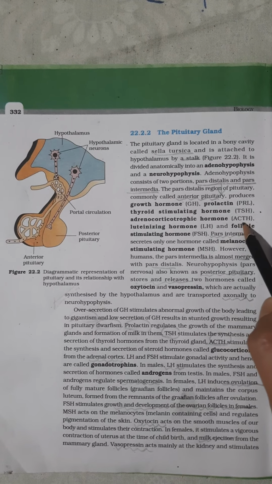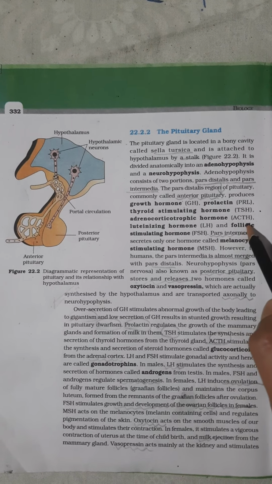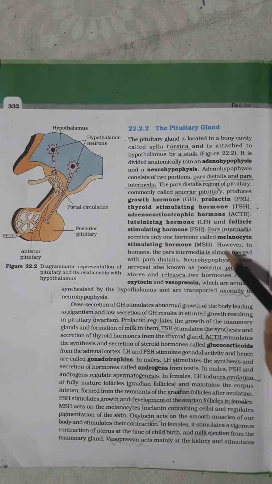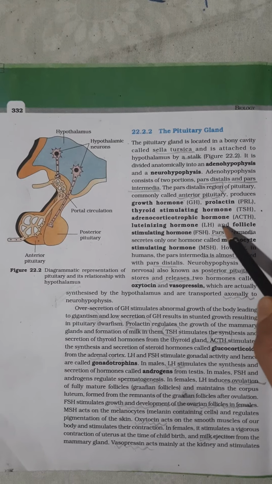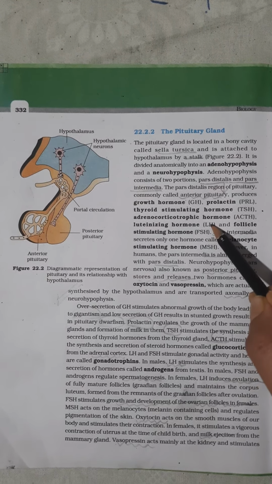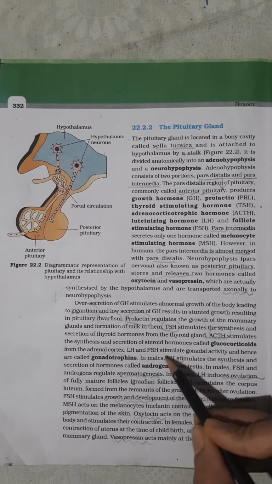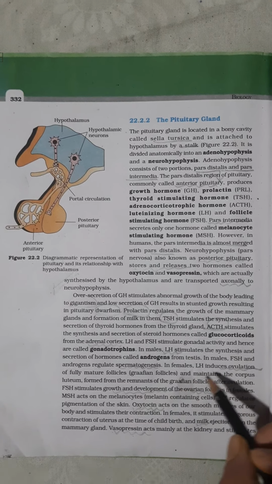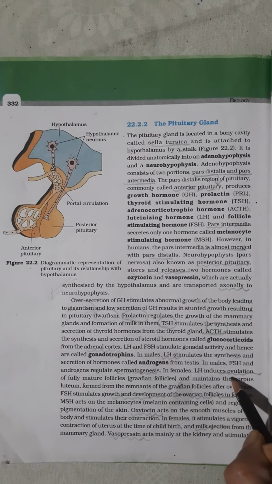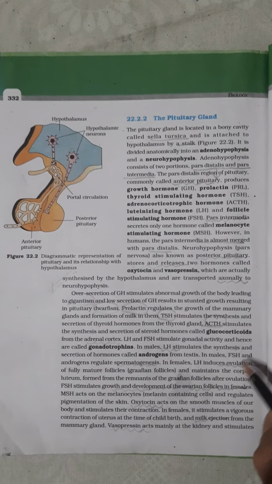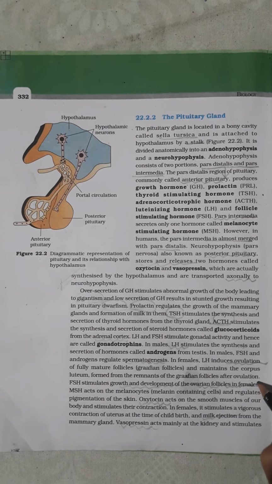ACTH, adrenocorticotropic hormone. In the adrenal gland, it will stimulate the glucocorticoids. These are another type of hormones which we will study in the adrenal gland. LH, luteinizing hormone, and FSH, follicle stimulating hormone. In males and females, the role varies. In males, LH stimulates release of androgens and helps in the formation of sperms. In females, it helps in ovulation and formation of Graafian follicles and later on the corpus luteum. Whatever is the leftover part is the corpus luteum.